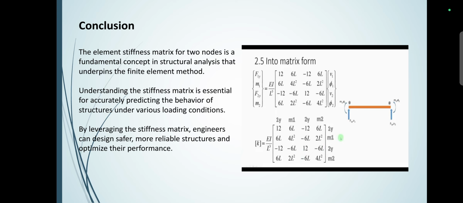Conclusion. The element stiffness matrix for two nodes is a fundamental component in structural analysis that underpins the finite element method. Understanding the stiffness matrix is essential for accurately predicting the behavior of structures under various loading conditions. By leveraging the stiffness matrix, engineers can design safer and more reliable structures and optimize their performance.